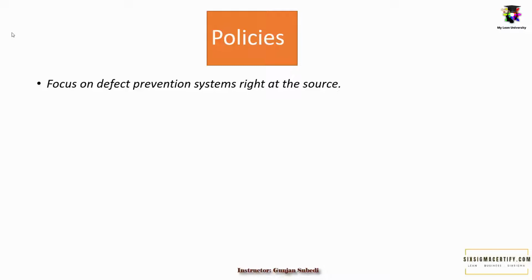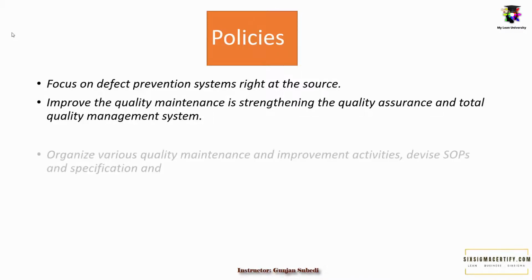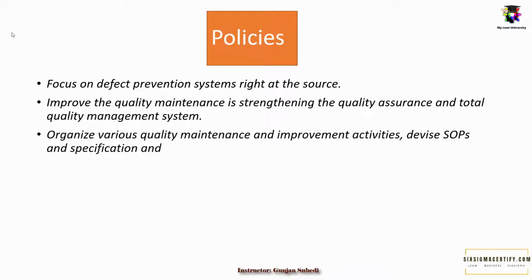Also, another policy to improve quality maintenance is strengthening the quality assurance and total quality management system. We generally organize various quality maintenance and improvement activities, devise scopes and specifications, and strictly try to run according to the specifications to strengthen the QA.